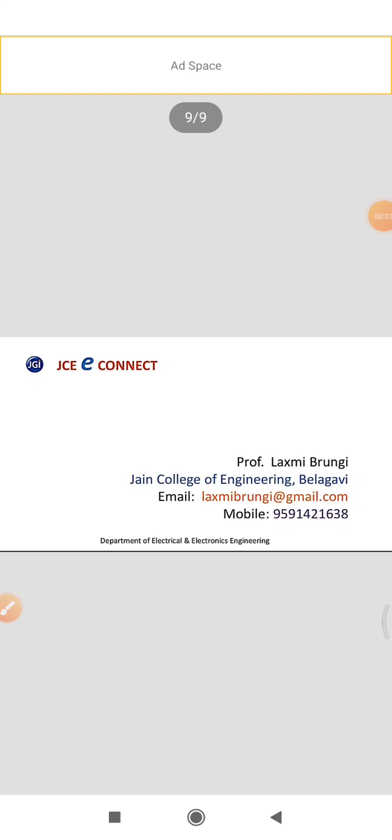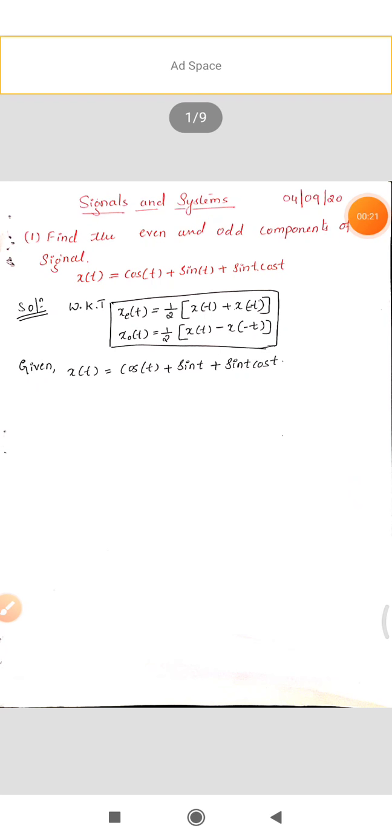Today we are going to discuss the signals and systems continuation, that is we'll find out the even and odd components of signals. Okay, be ready with a book and pen. We'll start with the numericals. In the previous class we have seen that we have derived this formula.